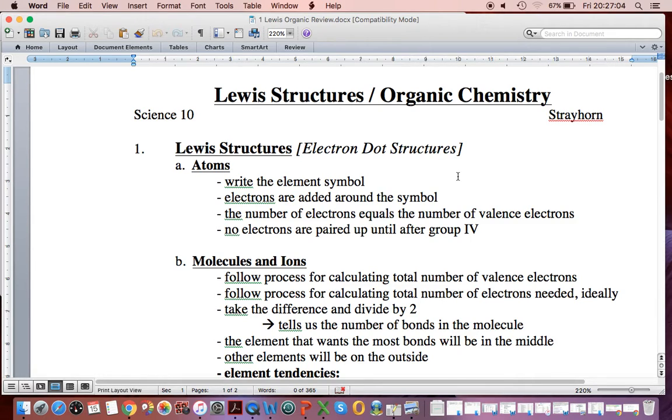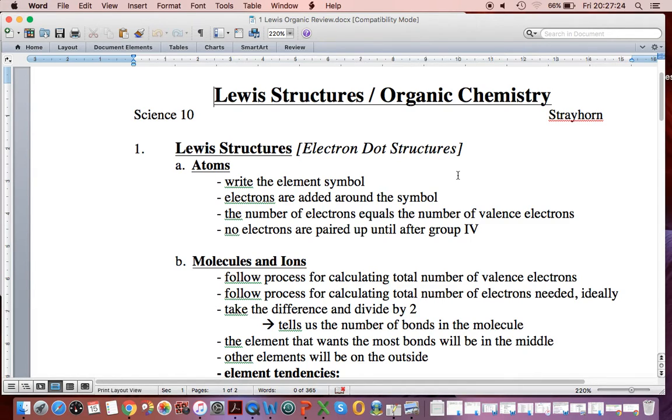So from groups 1 to 4, you're putting a dot on each side. Once you're in group 5 and beyond, now you have to pair them off one by one. So at this point, you should know group 4 elements will have 4 single electrons on 4 separate sides. Those are bonding electrons, so it wants to make 4 bonds.